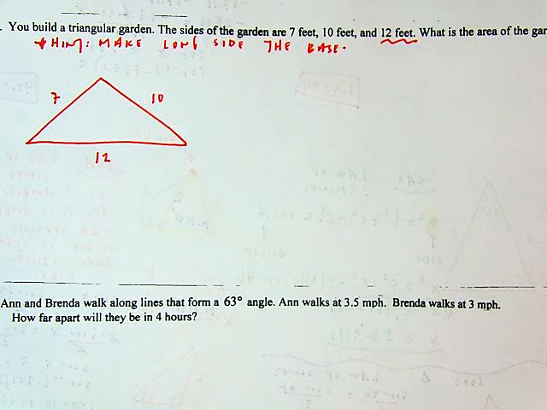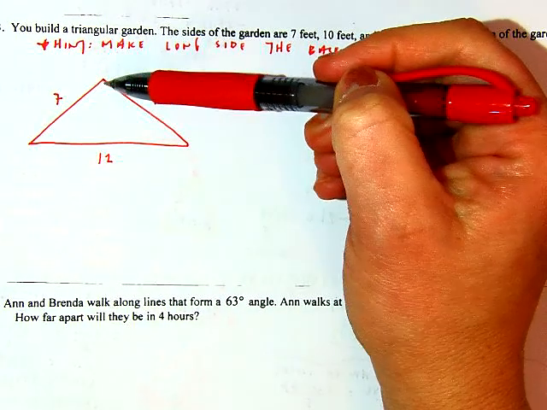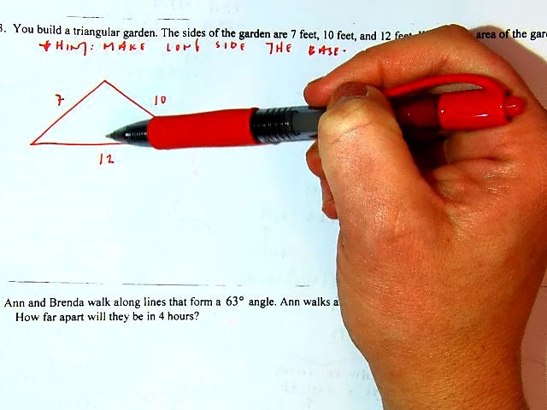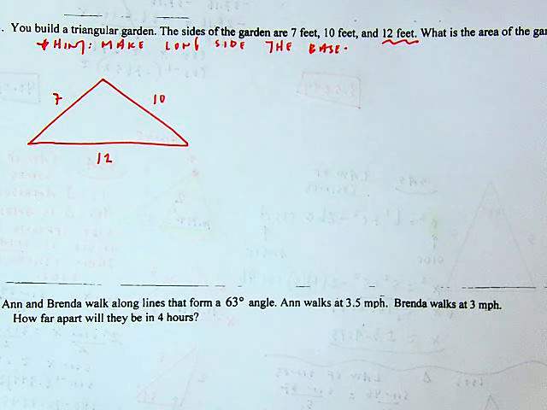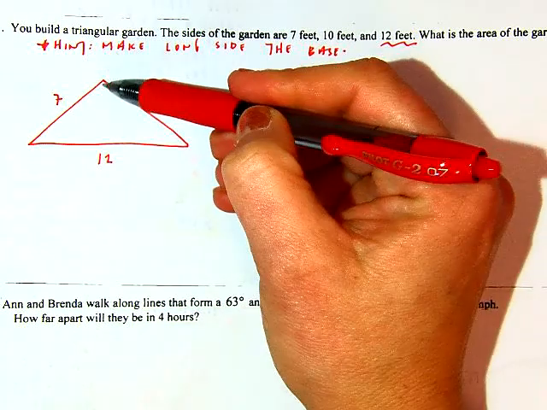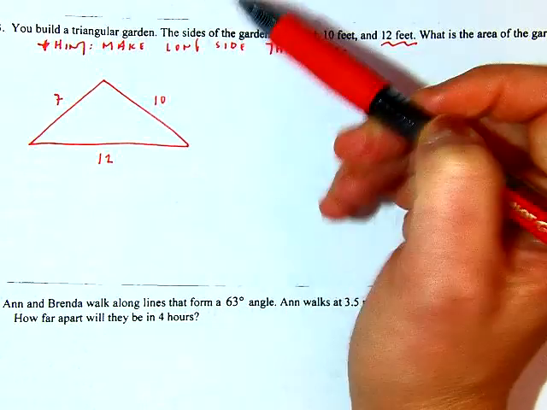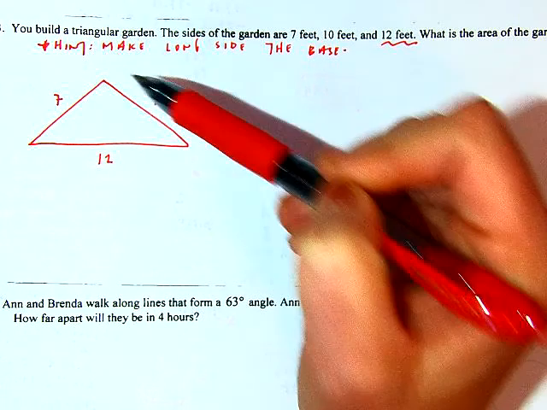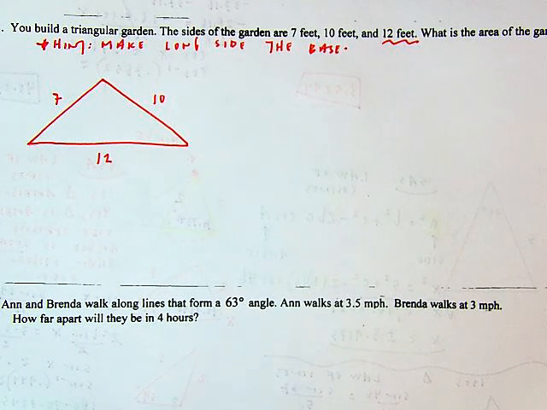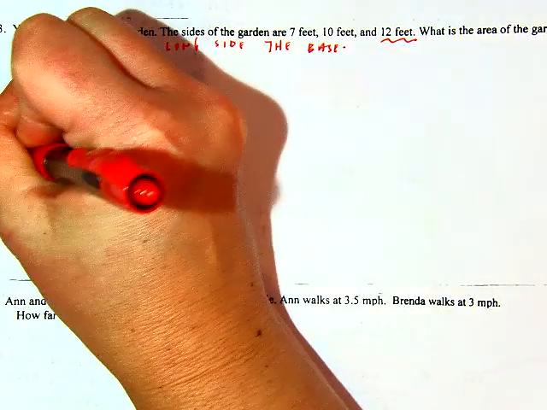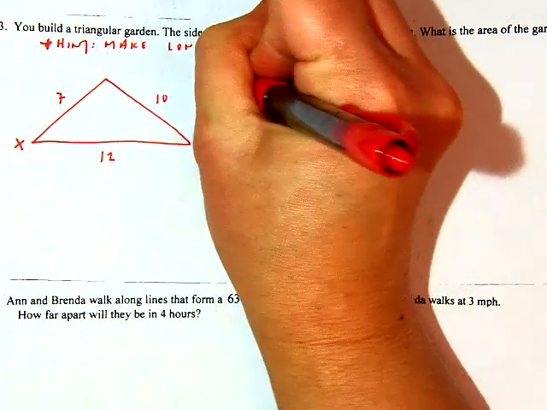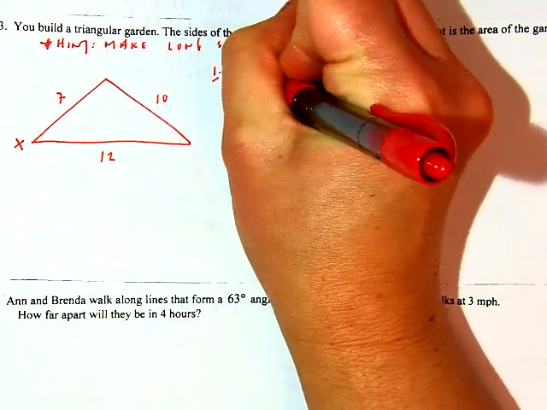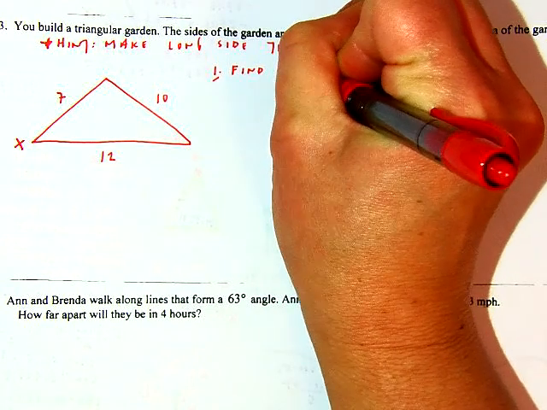Now I'm trying to find the area of the garden. If I make this the base, I need to figure out what that height is, right? The measure of the altitude that would connect. But in order to get there, I need to have an angle first, right? I can't automatically jump to get this segment's measure. I don't know if this is a right angle or not. It's not stated, so I can't make any assumptions. So let's start by finding an angle. Let's find this angle, what I'm calling x. If I write this out as a series of steps, I'm going to say find the angle first. So find angle x.